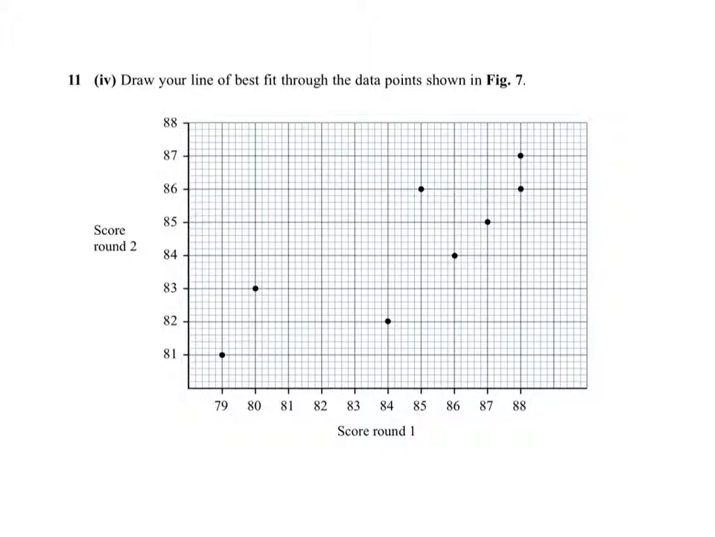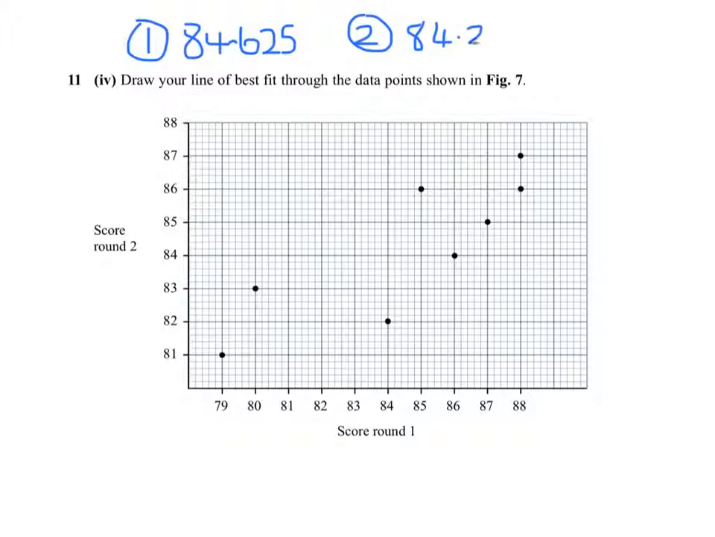Before I can draw the line of best fit, I need to work out the average score. So for round 1, the average score is 84.625. For round 2, it is 84.25. And when we're drawing a line of best fit at additional maths level, it must go through the mean of the 2 values. So I need to plot that on. I'm going to plot it on 85, 84.